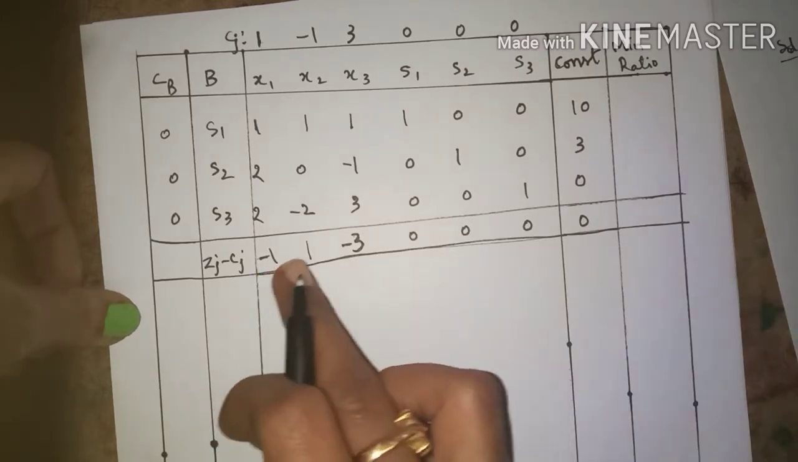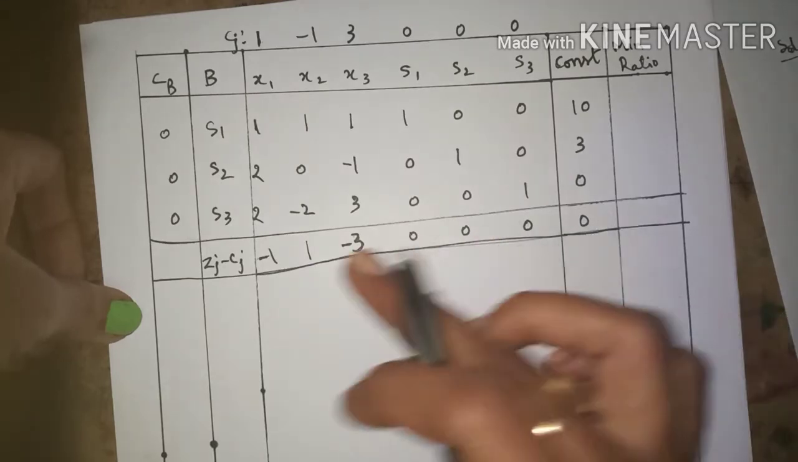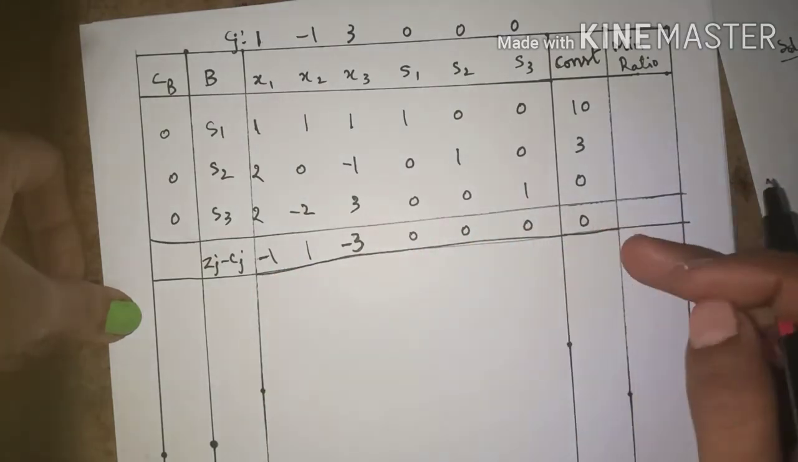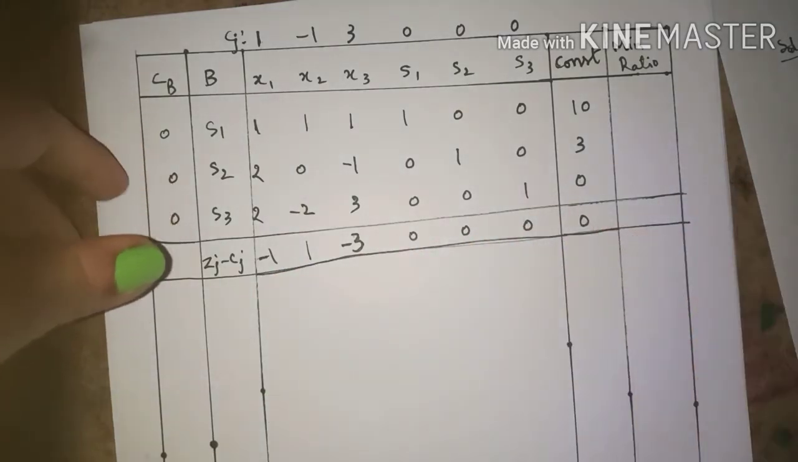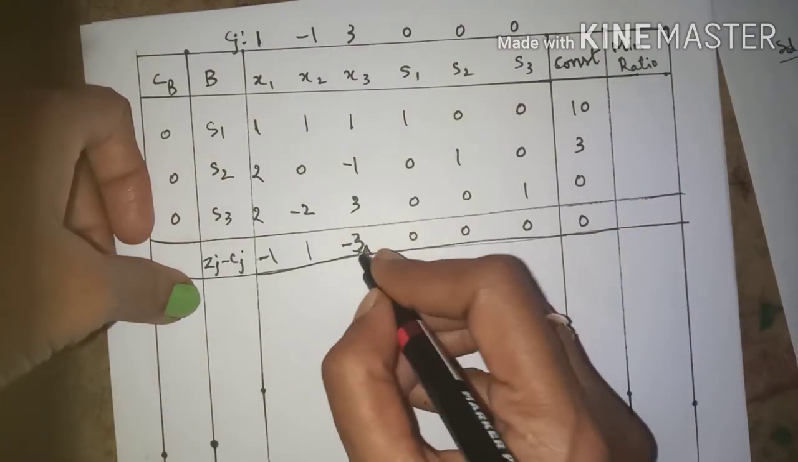Here if you observe, we have got 2 negative values. That's why we have to go to the next iteration. We did not reach the optimal condition. Minus 1, minus 3. Now out of minus 1 and minus 3, you have to identify the most negative value. The most negative value is minus 3.